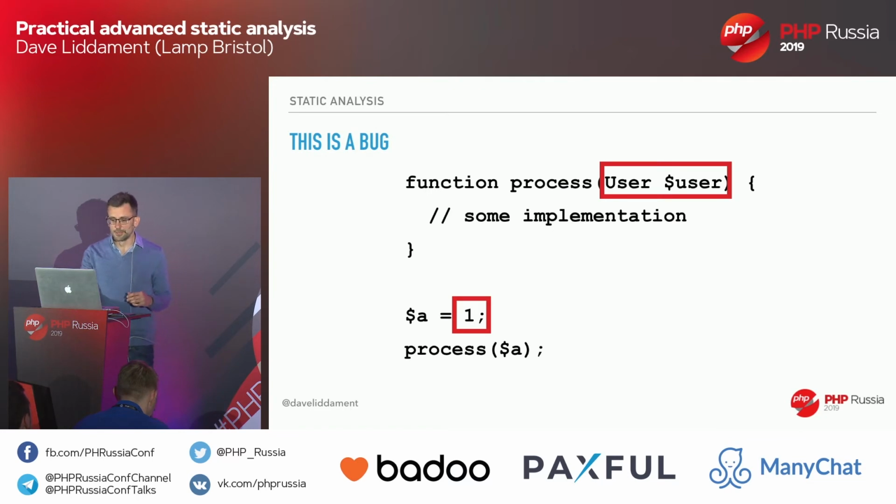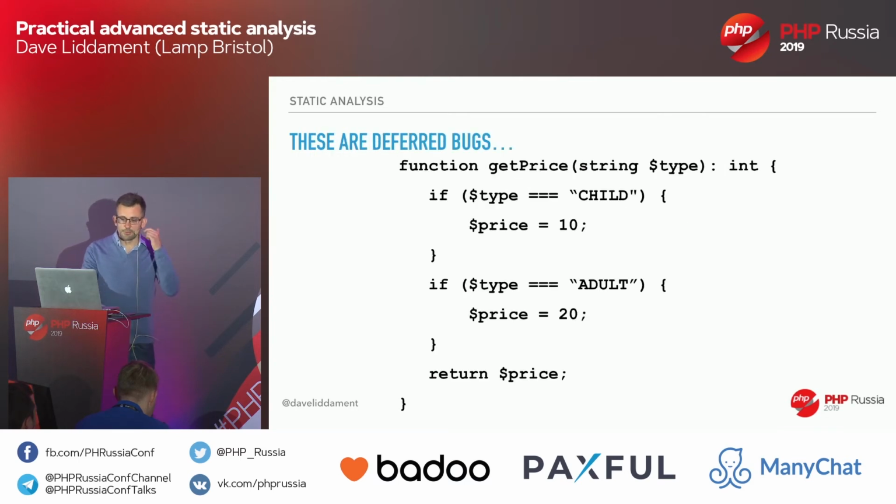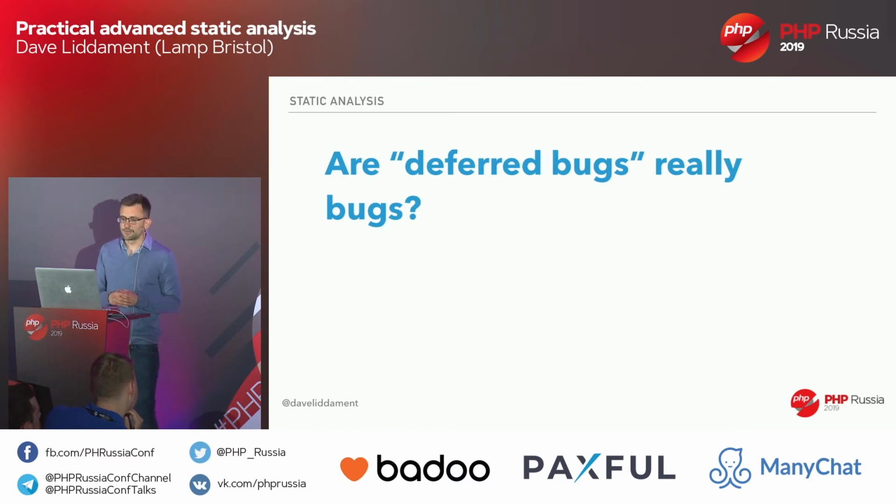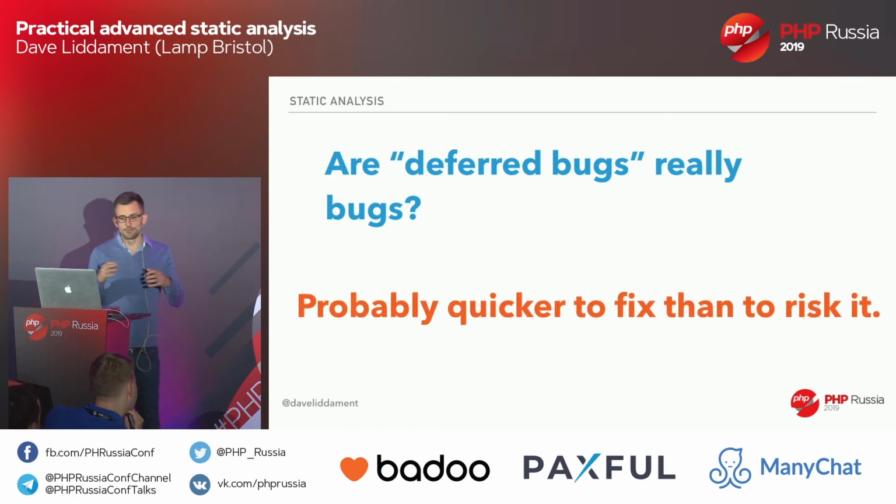So this is the example of a bug. We're passing in an integer to something that expects type user. So the code we saw earlier, I'd say this is a deferred bug, because there's a chance that sometime in the future, somebody will call getPrice, and it will be with a value that isn't child or adult. And the kind of question you get is, are these deferred bugs really bugs? And often, it's easier to come up with some kind of fix than to argue as to whether these are genuinely bugs or not. So often, it's quicker to fix them than to not.